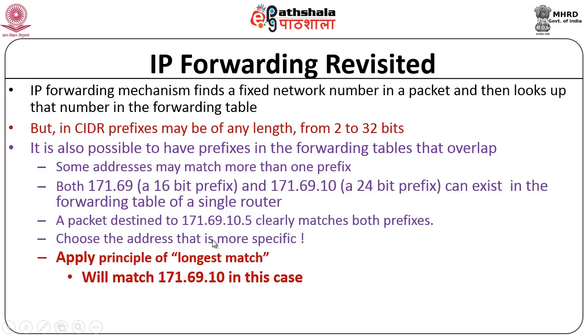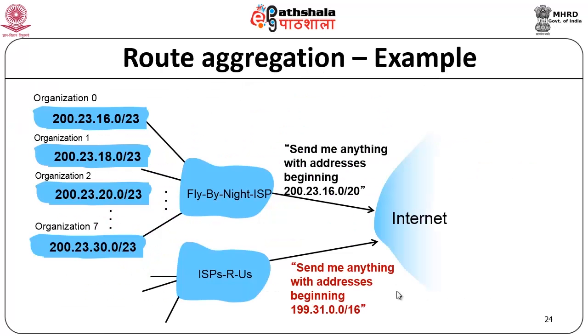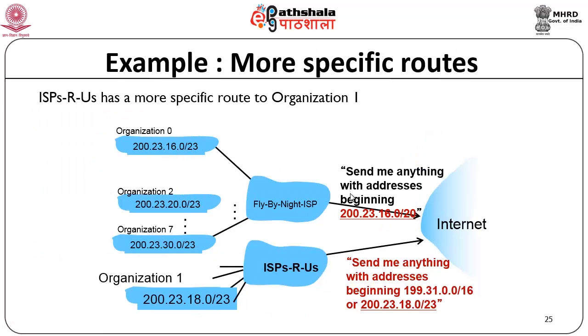So which one do I choose? I choose the one which is more specific. Which is more specific? The one which has the longest match, so you will match it with this address. But if you take an address which is 171.69.20.5, it will not match this address, but it will only match 171.69. So you will be able to identify exactly which network this particular packet has to be forwarded to. This is yet another example of the route aggregation that we just saw. You can see that I have again 8 different addresses being aggregated and sent out as a single address. This is the way in which the aggregation can be done.